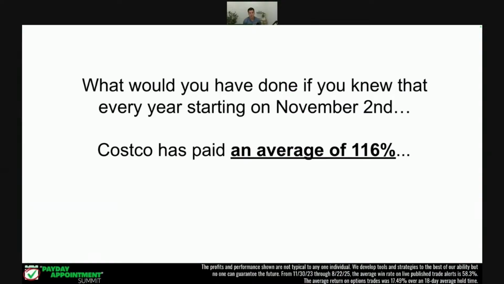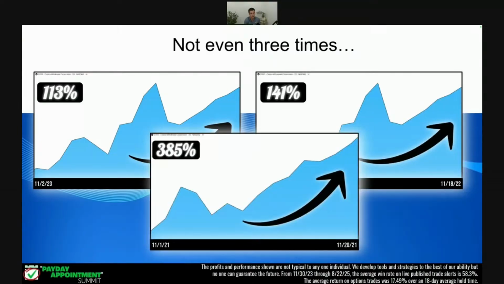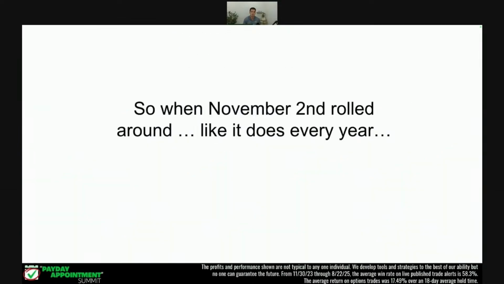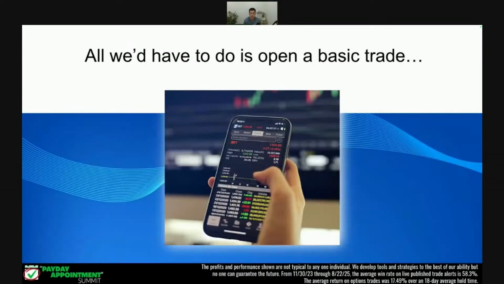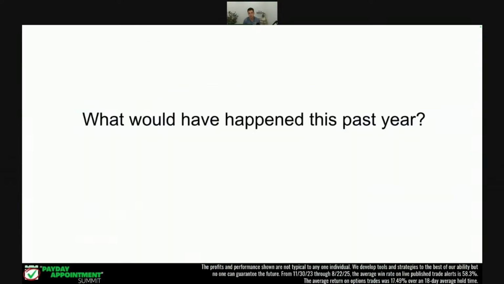So here's the question for you. What would you have done if you knew that every year, starting on November 2nd, Costco options paid an average of 116%? And it didn't happen just once, didn't happen just twice, not even 3 times, but this happened every year for the last decade without fail. So every year when November 2nd rolls around, like it does on the calendar every year, all we have to do is open a basic trade, knowing Costco has paid out with 100% accuracy, always starting on November 2nd.